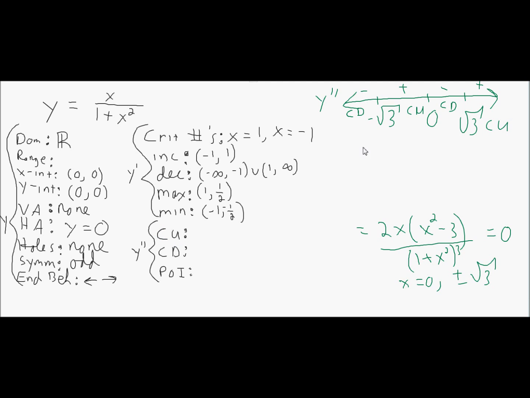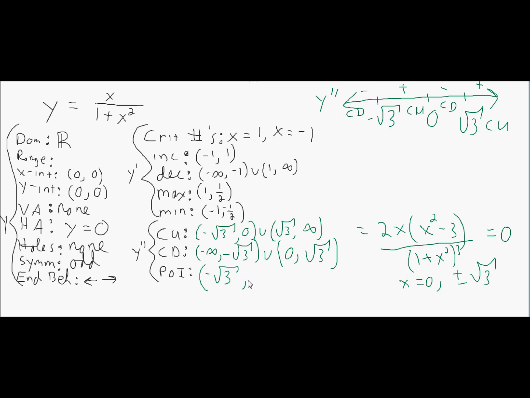So our concave up intervals are from negative root 3 to 0, union with root 3 to infinity. And concave down, negative infinity to negative root 3, union with 0 to root 3. And our points of inflection happen where the concavity changes. Well, that happens at negative root 3 because it goes from concave down to concave up. So our one point of inflection is at negative square root of 3.